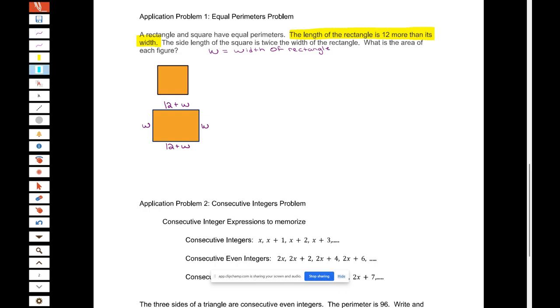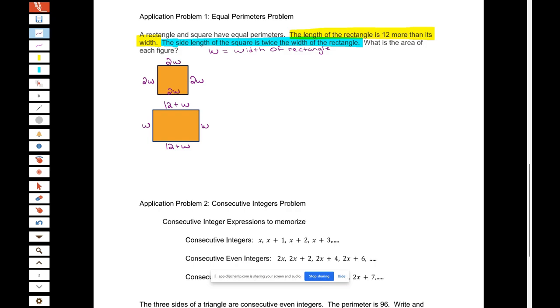All right, now let's look at what they say about the square. The side length of the square is twice the width of the rectangle. Okay, so the side length of the square, which has all four sides equal, is twice the width of the rectangle. And a square has all four sides the same. So those are the four sides of the square.